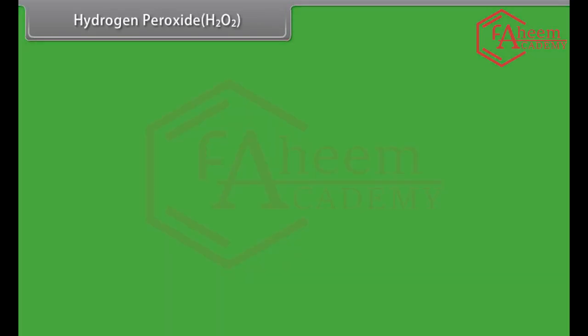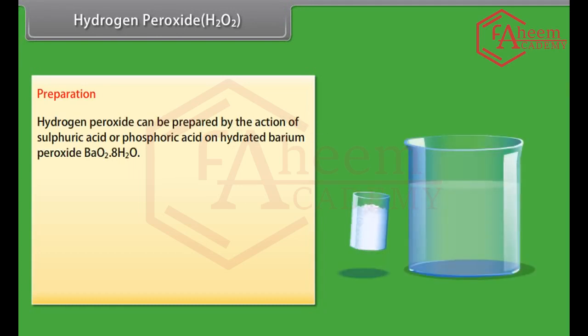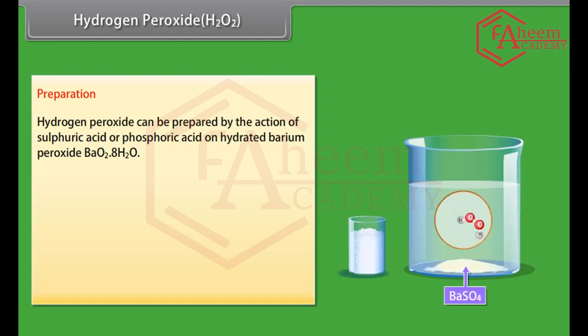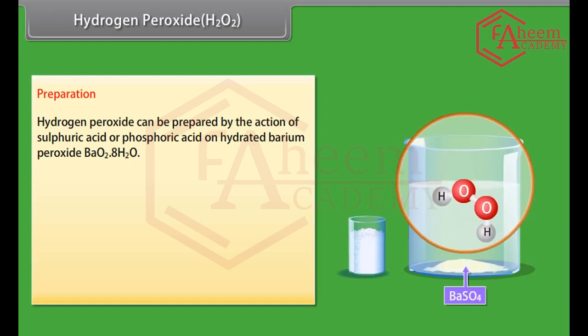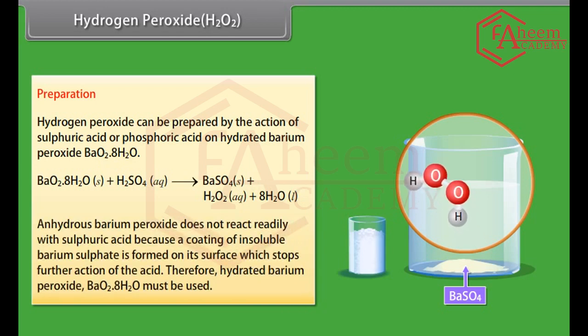Hydrogen peroxide, H2O2. Preparation. Hydrogen peroxide can be prepared by the action of sulfuric acid or phosphoric acid on hydrated barium peroxide. Anhydrous barium peroxide does not react readily with sulfuric acid because a coating of insoluble barium sulfate is formed on its surface, which stops further action of the acid.